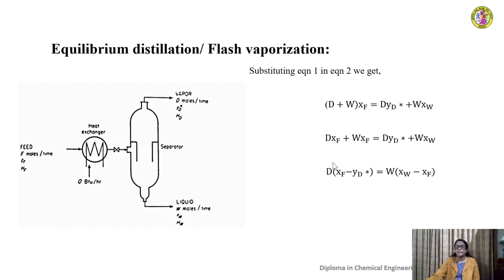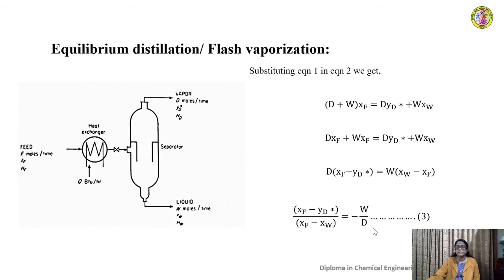Now we can arrange this equation in this way. So minus W by D. Shift this D to the denominator, and here it is XF minus YD star. When you shift this entire term to the denominator, it becomes XW minus XF. So we can write this term as XF minus XW, taking out the negative sign and shifting it to the right hand side. The final operating line equation for the given operation is obtained like this: XF minus YD star divided by XF minus XW is equal to minus W by D.